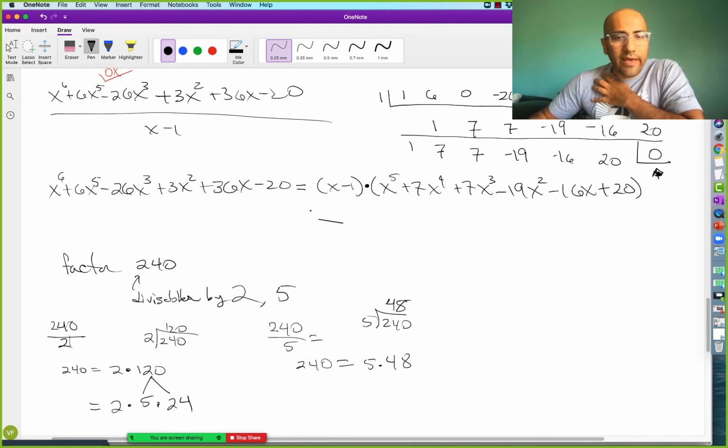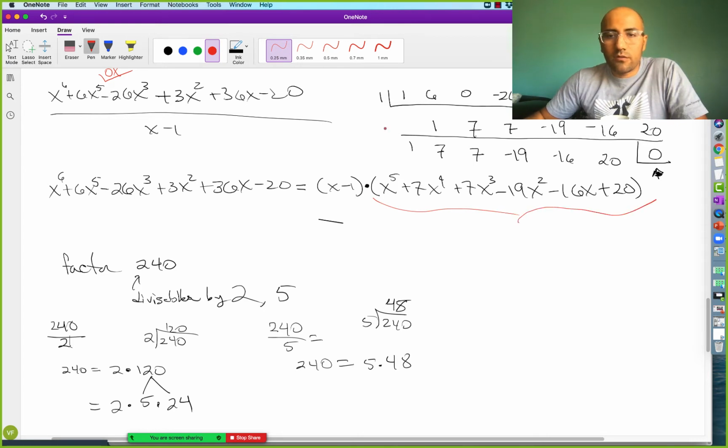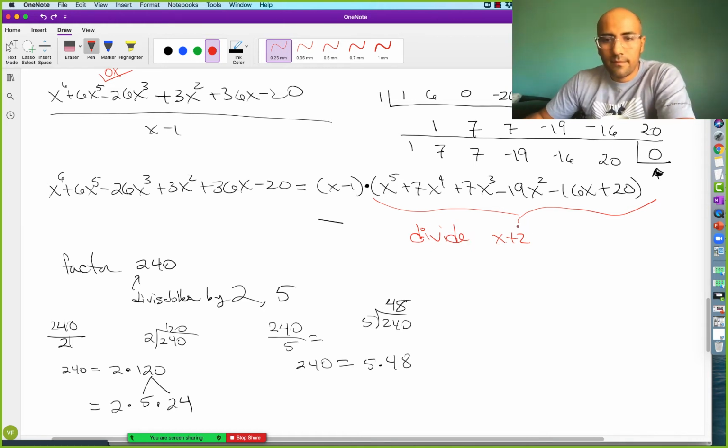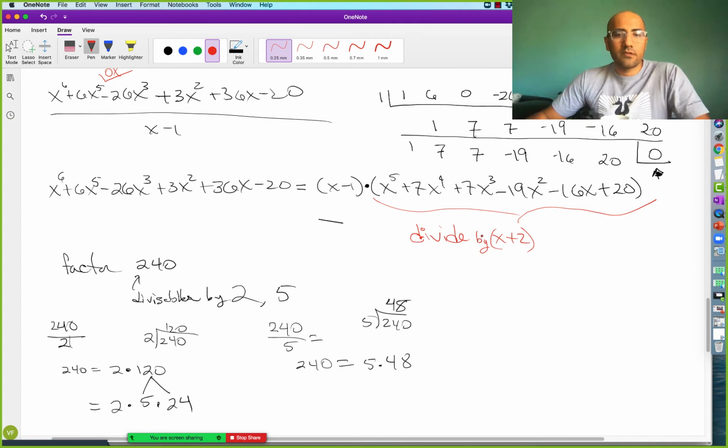My whole point of all that is that I know that x plus 2 is going to be a divisor of this polynomial, but I don't want to divide this polynomial by x plus 2. I want to divide this one. The new result when I divided by x minus 2, I got this as the quotient. This guy needs to be divided now by x plus 2 to further break down the factorization of the original polynomial. Questions? That makes sense?